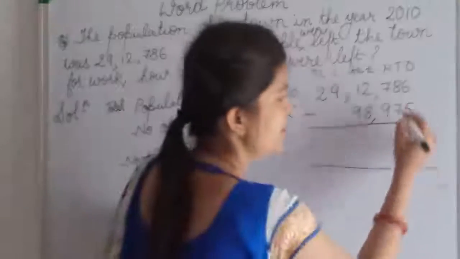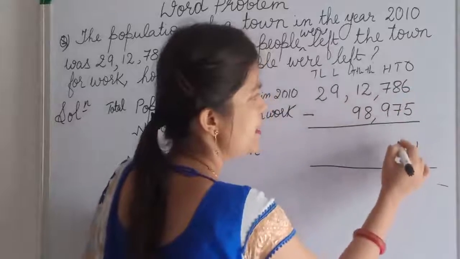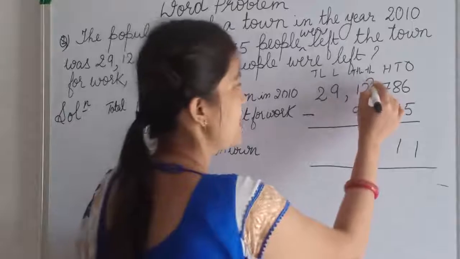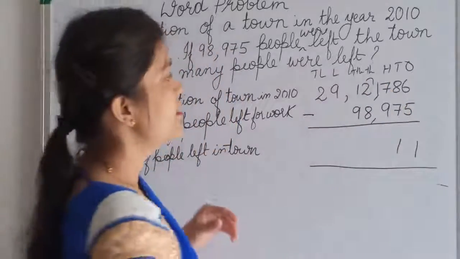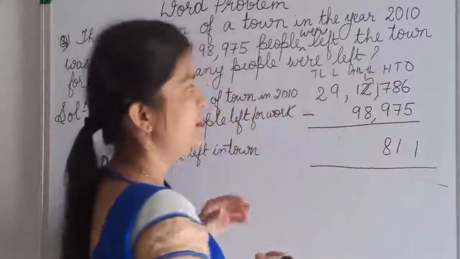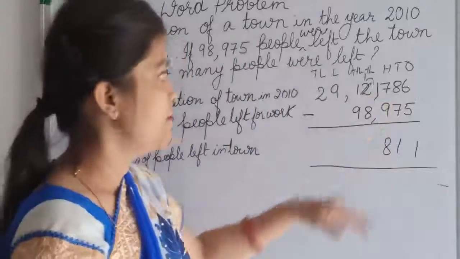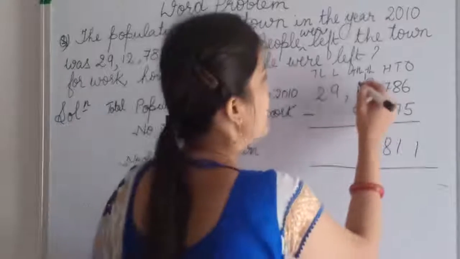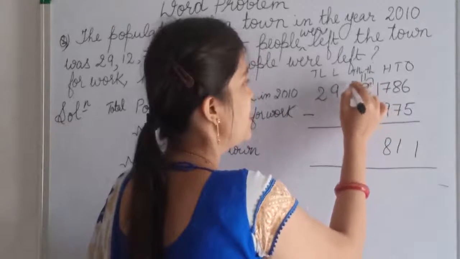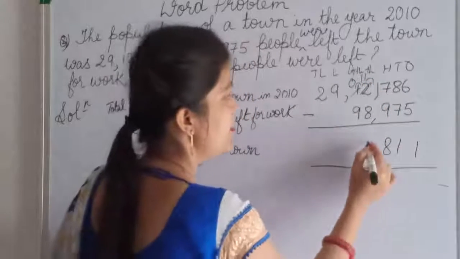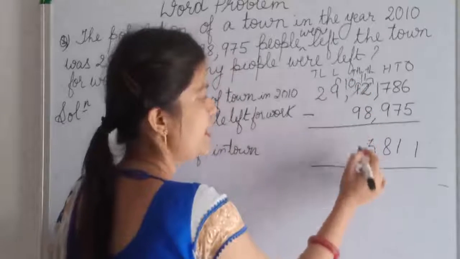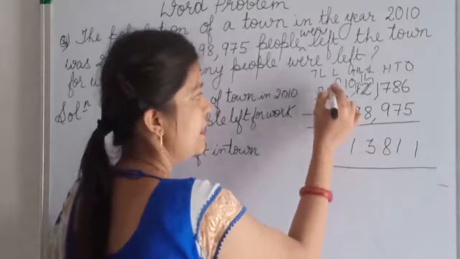6 minus 5, it will be 1. 8 minus 7, 1. 7 is smaller than 9, so we have to borrow from here. It will become 17. Now 17 minus 9 will be 8. Okay? And this 2 will become 1, because 2 has given 1 to 100. So here 1 is also smaller. Again we will borrow. So here it will be 11. 11 minus 8, it will be 3. And here again we have to borrow. Then 10 minus 9 will be 1. It will be 8 then.